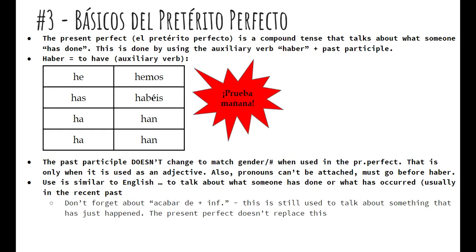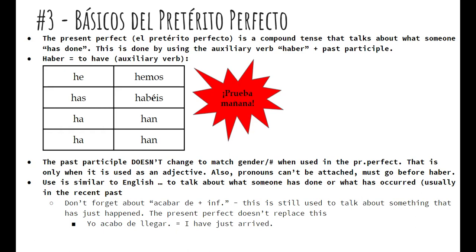So don't forget about acabar de plus infinitive. So this is still used to talk about something that has just happened. The present perfect doesn't replace this. We still use acabar de plus infinitive, using present tense conjugation of acabar. Totally still works. This is just another way to talk about things that have happened in the past, just maybe not quite as just having occurred.